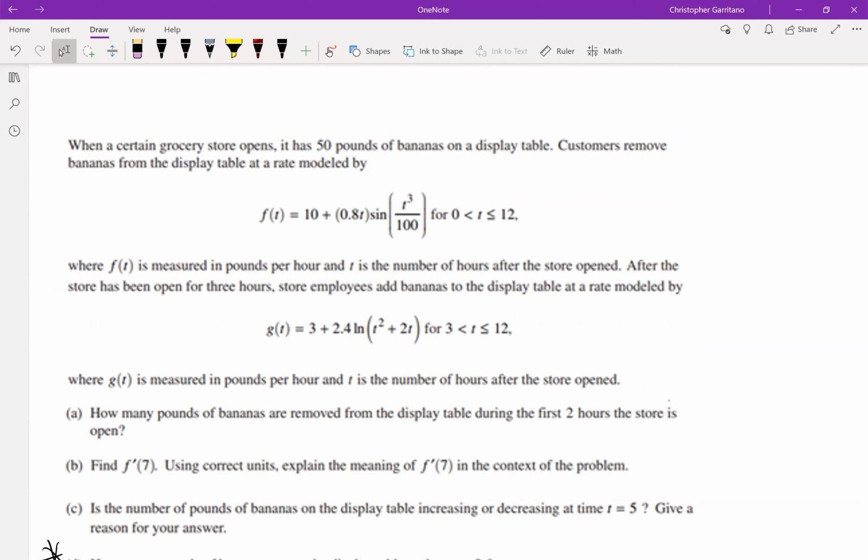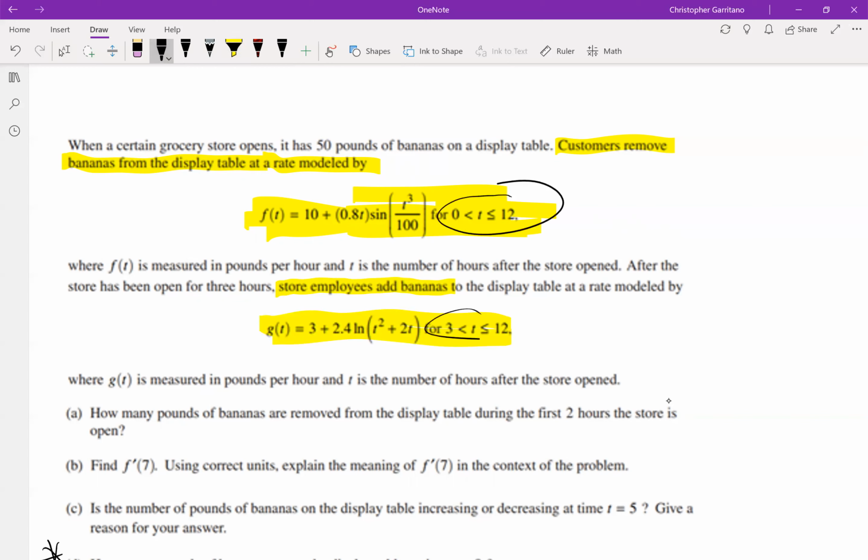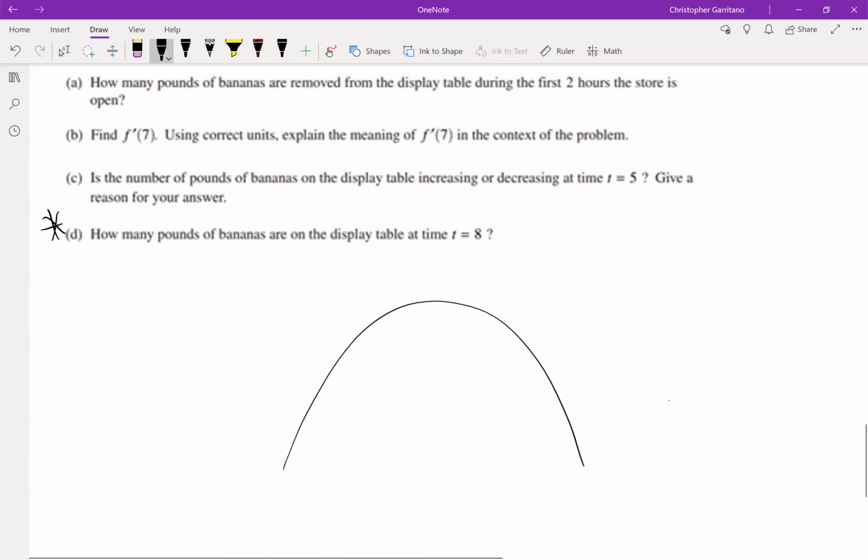There's a pile of bananas, and there are customers removing bananas from the display table. So this would be a rate out. It's a little tricky. They give you the rate out first, but that happens. And then a bit later on, employees start adding bananas to the table, so this is going to be a rate in to the pile. The thing that I really want you to notice is that the time periods for these two functions are not exactly the same, so you have to pay attention to that.